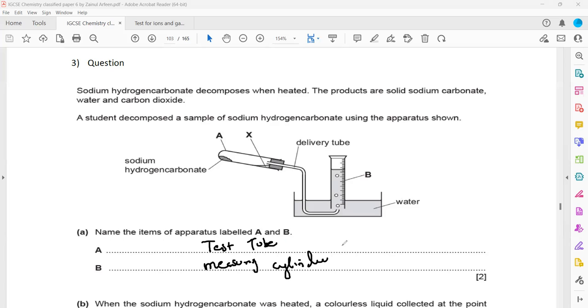How do we identify the difference between a measuring cylinder and a gas jar? If there was a gas jar, there would be no labels on it. Gas jar and measuring cylinder look similar, but the difference is that a gas jar has no labels. A gas jar is just to collect a sample, not to measure.